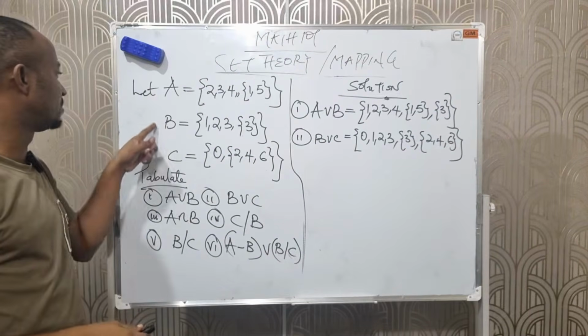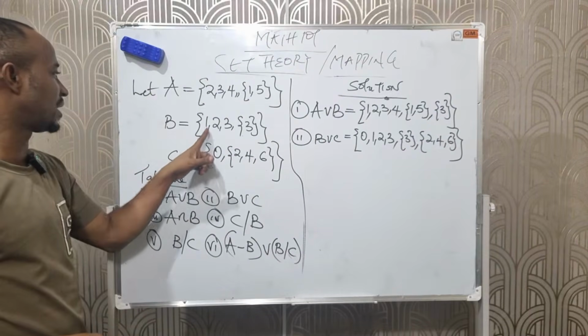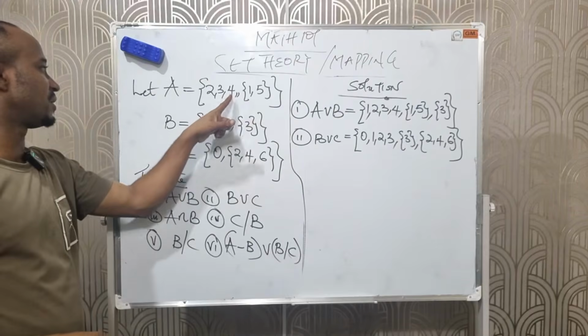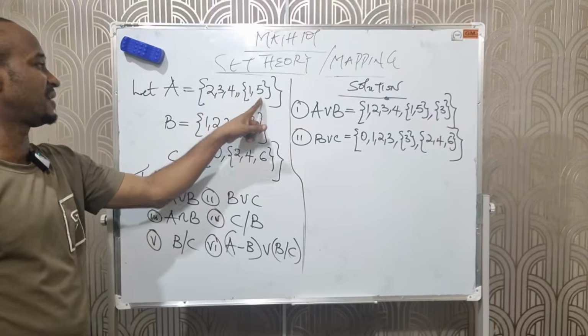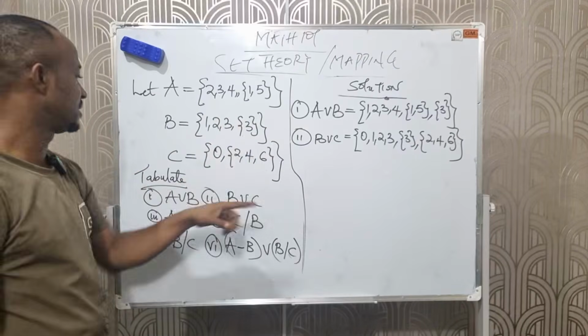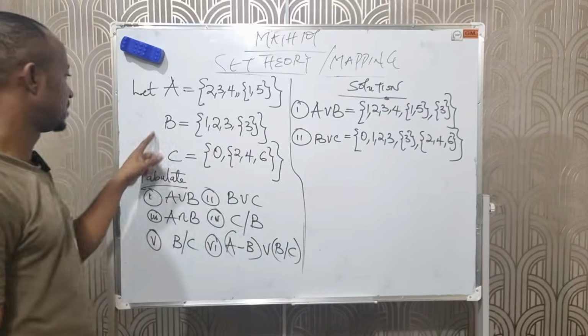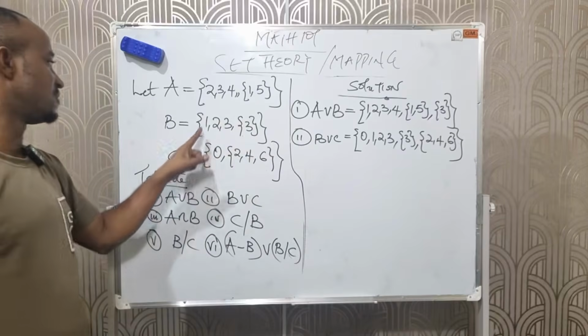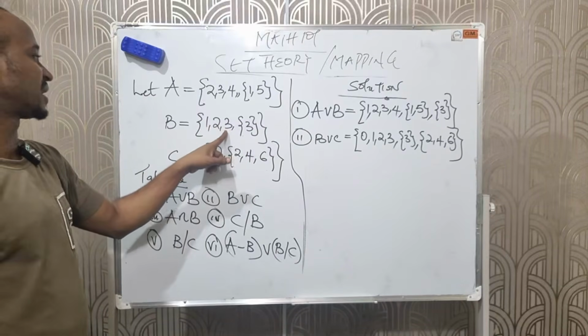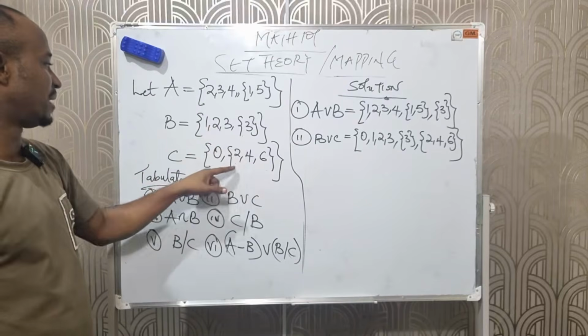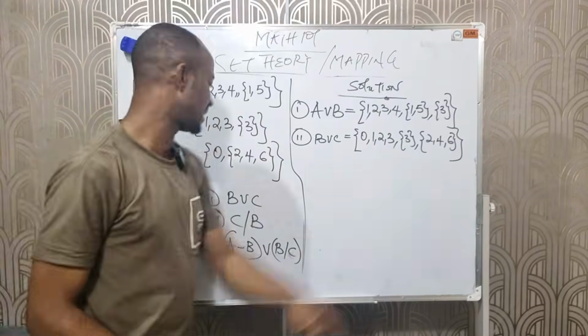For A intersection B, we started with the list 1, 2, 3. We now pick 4. What follows 4 is set 1 and 5. Then you pick set 3, right? Then for B union C, we pick 0, followed by 1, 2, 3. What follows 3 is set 3. Then followed by 2, 4, and 6. Just like that, right?